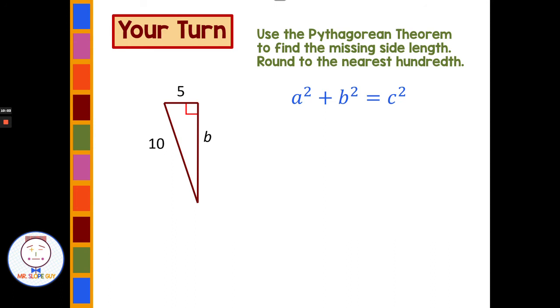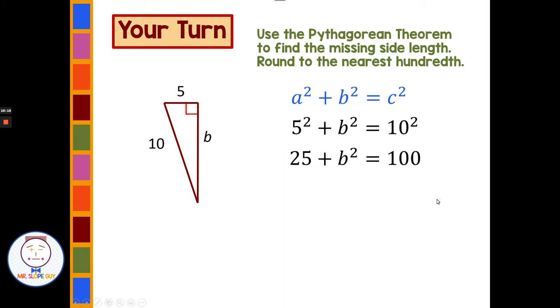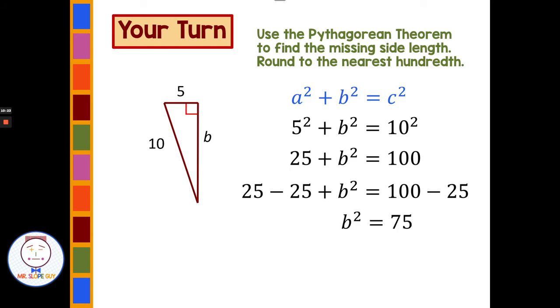All right, welcome back. That 10 has to go in for the C value. That is the hypotenuse. So 10 has to go here. Since I used B for the variable, the other leg is 5. 5 squared is 25. 10 squared is 100. Subtract 25 from each side. B squared would equal 75.